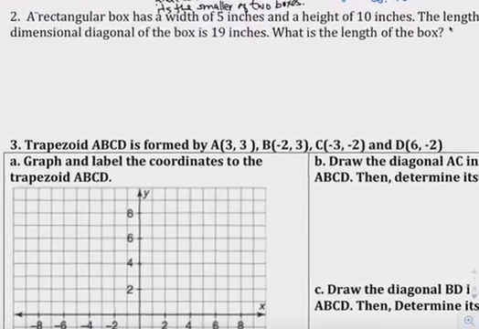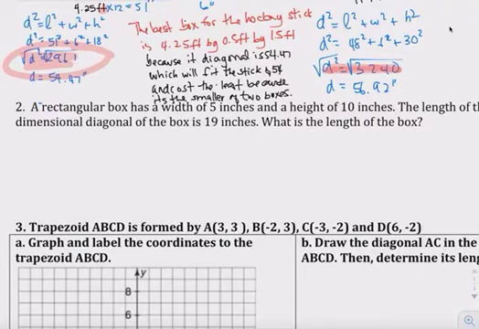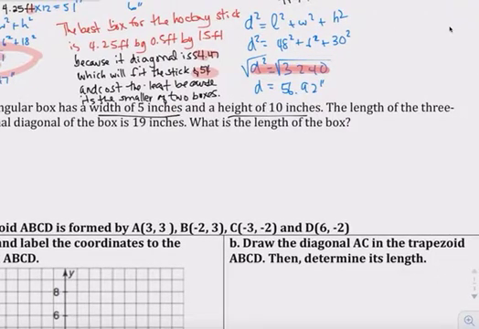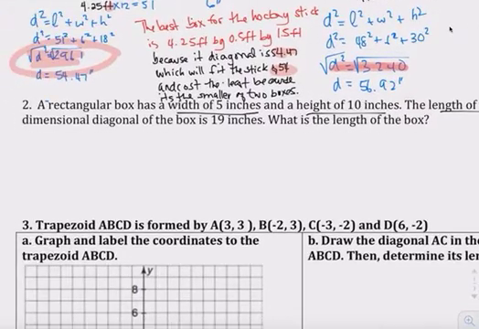Okay? You try to have numbers in there when you're explaining. A rectangular box has a width of 5 inches, a height of 10 inches. The length of the three-dimensional diagonal of the box is 19 inches. What is the length of the box? Sorry.